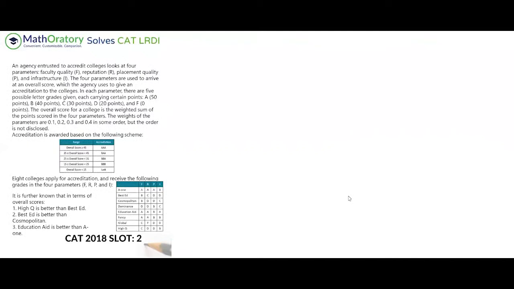Hi everyone. This is a nice LR set based on averages and allegations. So if you look at it in that way, a bit of comparison to begin with, weighted average and all. But after that, while solving the questions, if you're good with allegation, it becomes very easy. So let me start with the premise here.